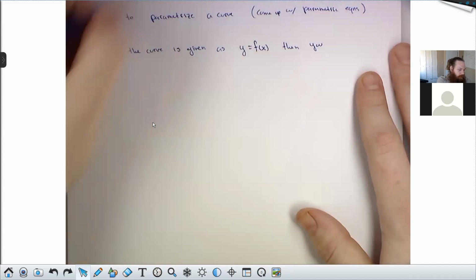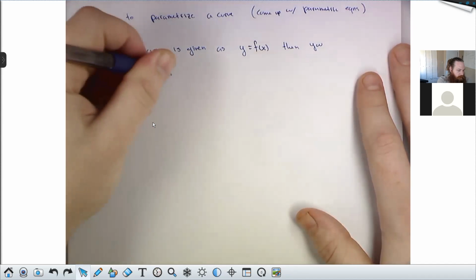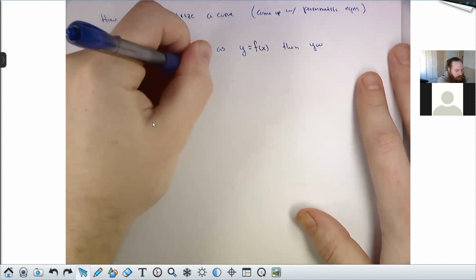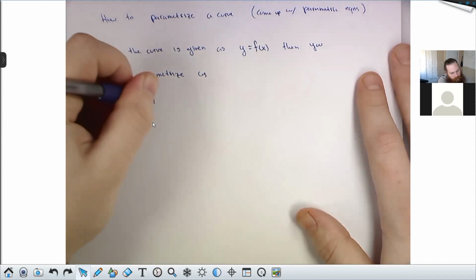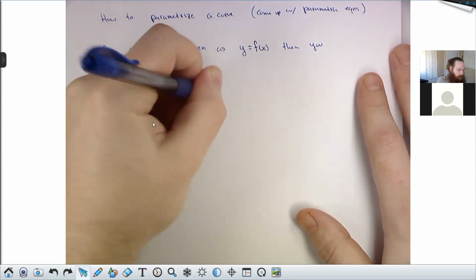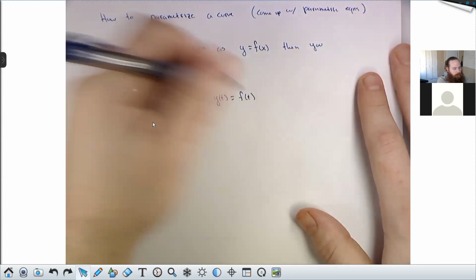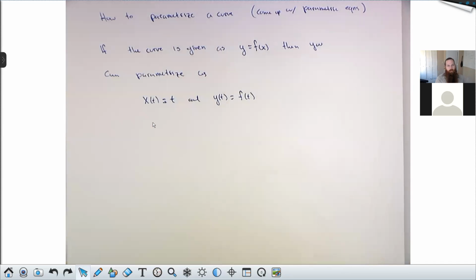Then you can parametrize it as x of t equals t and y of t equals f of t. I'll let you think about why that's the case. This is like saying just x equals t and y is f of t. So the points t comma f of t would be exactly the same as the points x comma f of x.